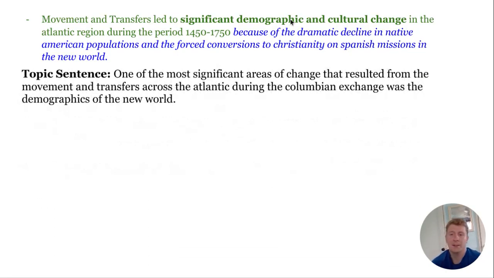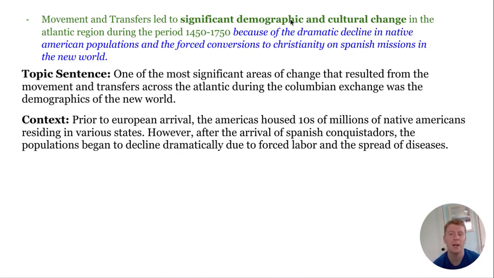So I'll have a topic sentence. It might say something like this: one of the most significant areas of change that resulted from the movement and transfers across the Atlantic during the Columbian Exchange was the demographics of the New World. My point there, demographics, it's going to be significant change. So I'll give a little background, explaining why there was change. Here I just talk about the arrival of Europeans, the forced labor, the spread of disease.